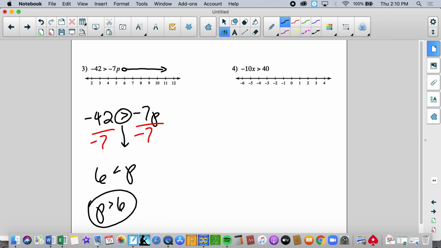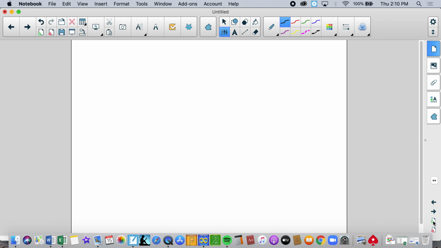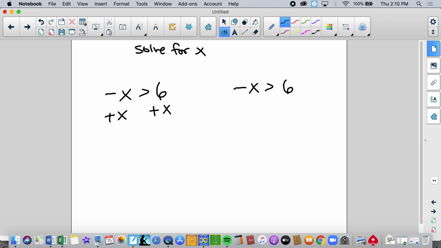So let's discuss this a little bit more in depth. If I have negative x is greater than 6, my issue is I have a negative variable. I'm solving for x. So there are two ways of going about making that x positive. I'll show you one way. One way is we could add x to both sides. You get 0 is greater than x plus 6.